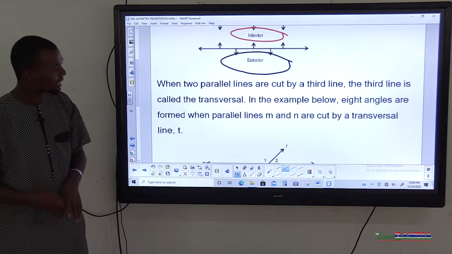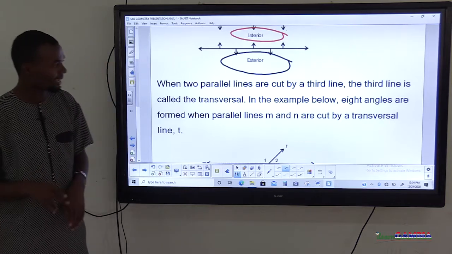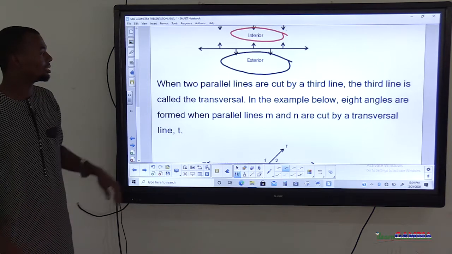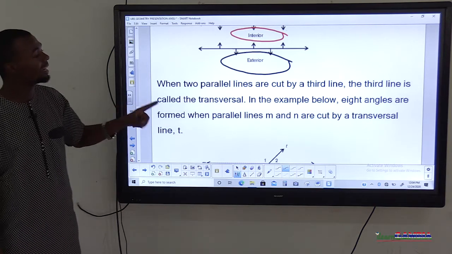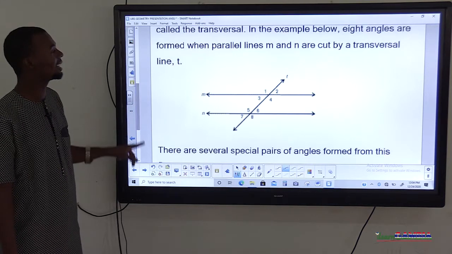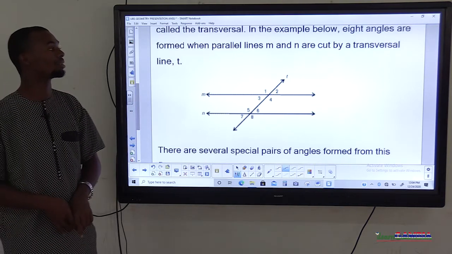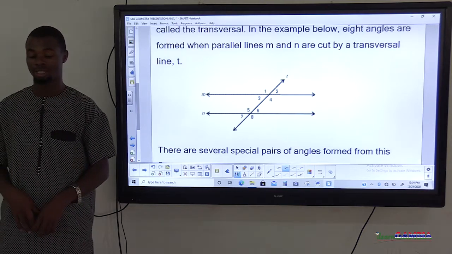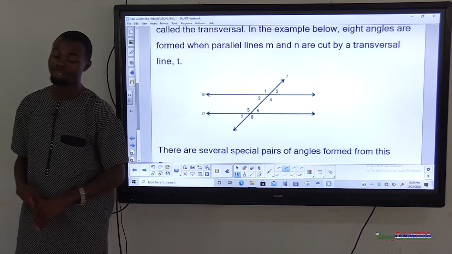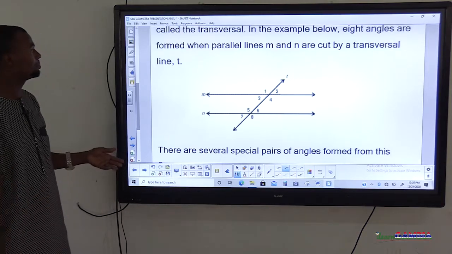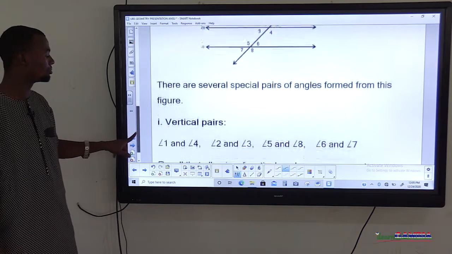When two parallel lines are cut by a third line, the third line is called the transversal. In the example below, 8 angles are formed when parallel lines M and N are cut by a transversal line T. 8 angles are formed. There are several special pairs of angles formed. What are these special pairs of angles formed?